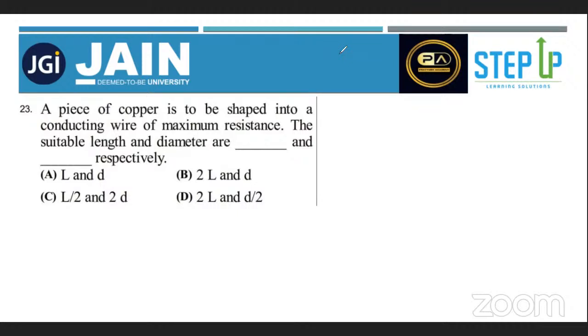Norton says it's D, right? It has to be D only. Why is it D? Logically, resistance is inversely proportional to the cross-sectional area and directly proportional to the length. So proportional to length and inversely proportional to area, right? So Homer also has the answer as D, correct? If I make the length 2L and the diameter D by 2, the new resistance will become 4 times that.